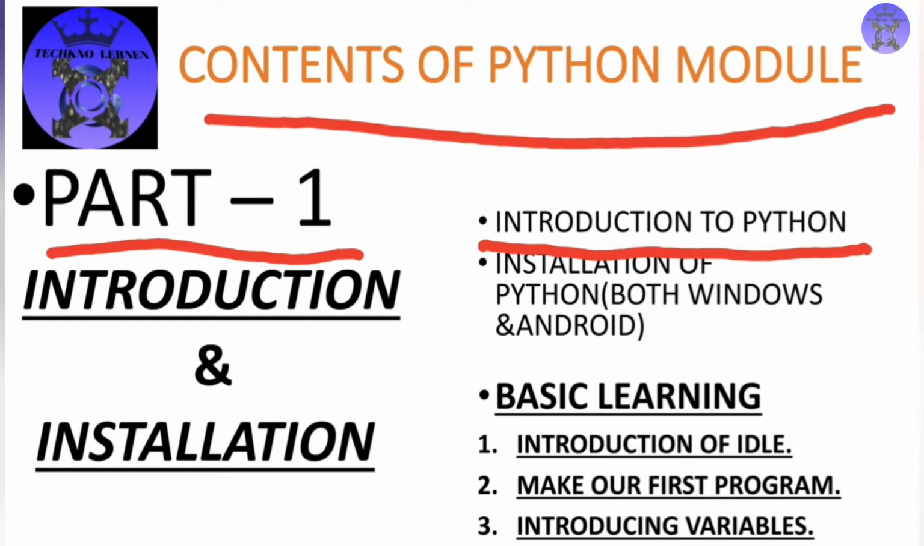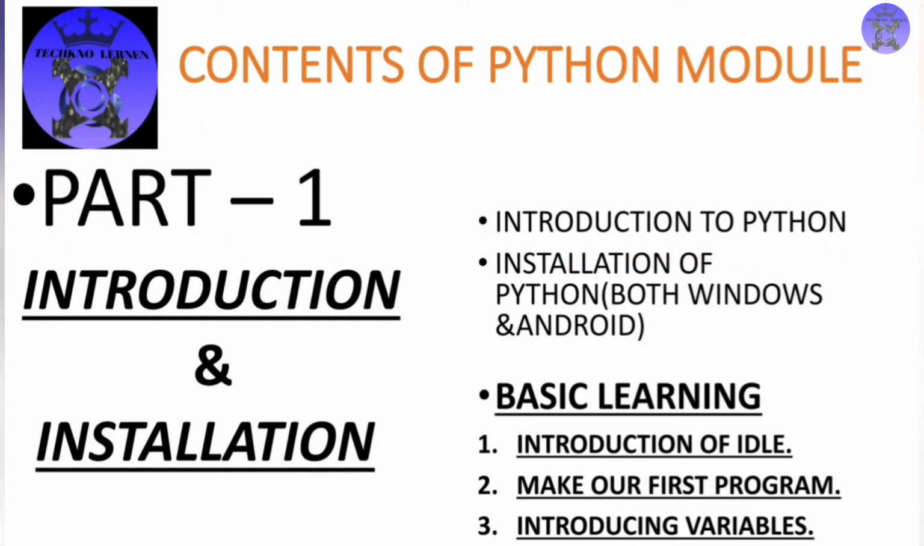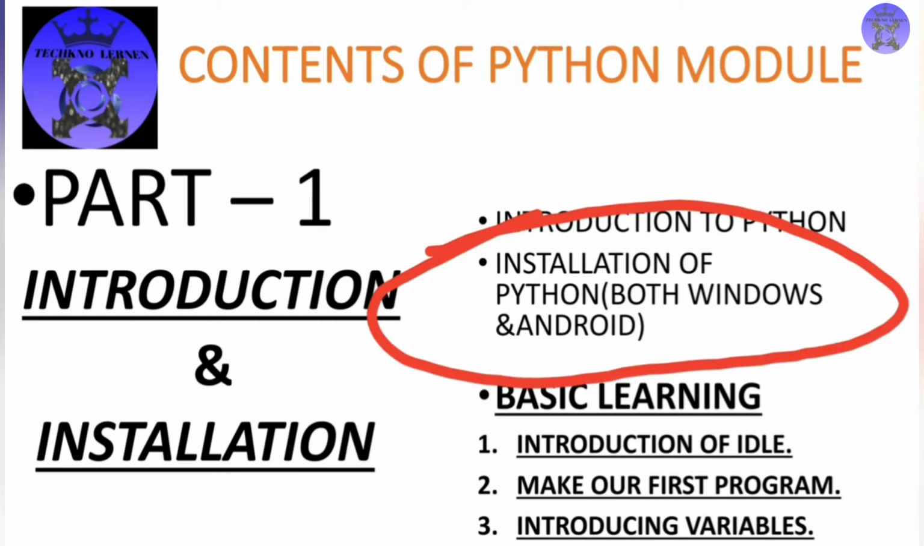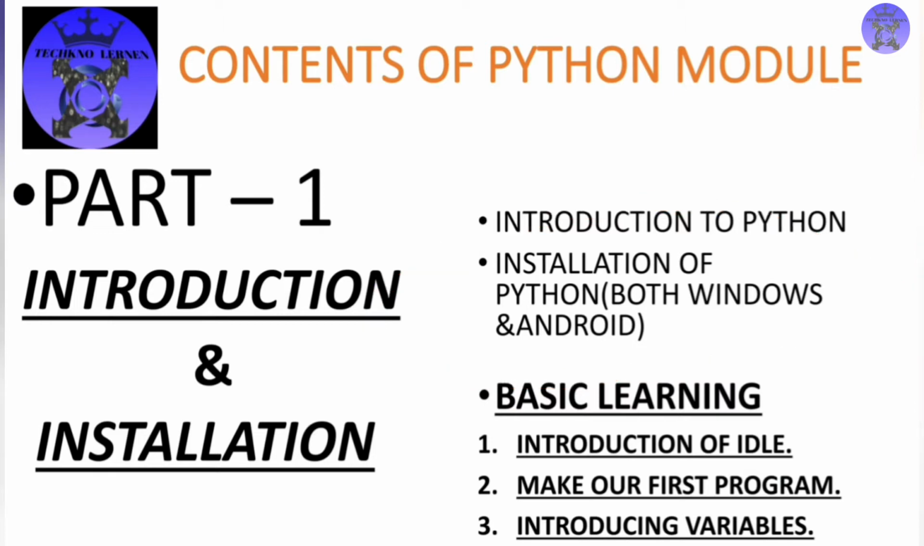So for today's video, let us start with the installation of Python. First I will tell you how to install Python on your PC, and for those who do not have access to a PC, I will also tell you how to install the app Pydroid 3 on your Android phone. So let us first start installing Python for PC, and then we will show you how to install the application on your Android phone. So let us start.